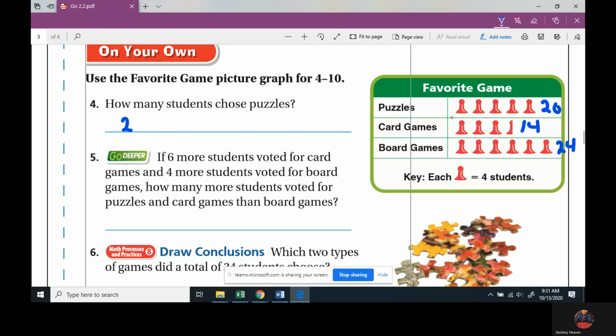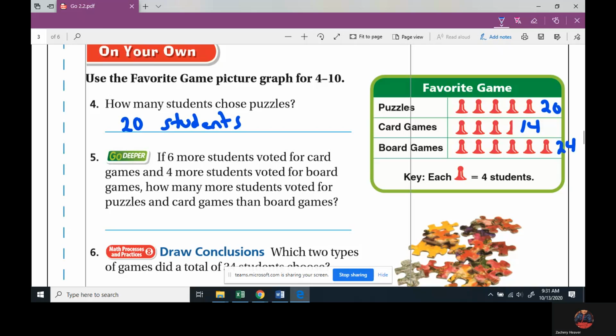20 what? Huh? 20 puzzles chose students? 20 what again? You got it. There's 20 students. Or I'm cool with that if you're cool with it.